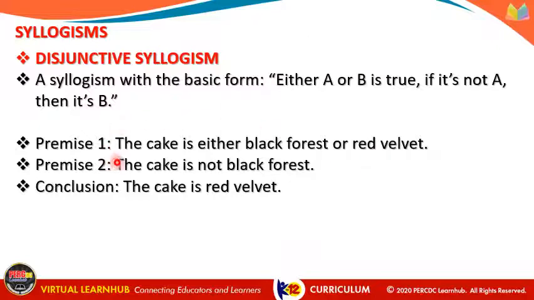So we have here a statement telling us that it is either black forest or red velvet. Then we have another premise telling us that it is not black forest. Since it is not black forest and it is just either of the two, we conclude that the cake is therefore red velvet. So this is an example of a disjunctive syllogism.